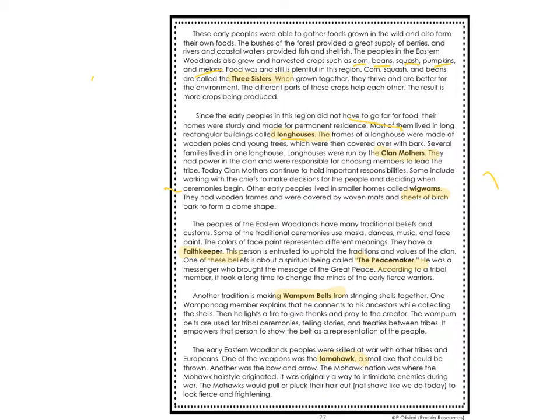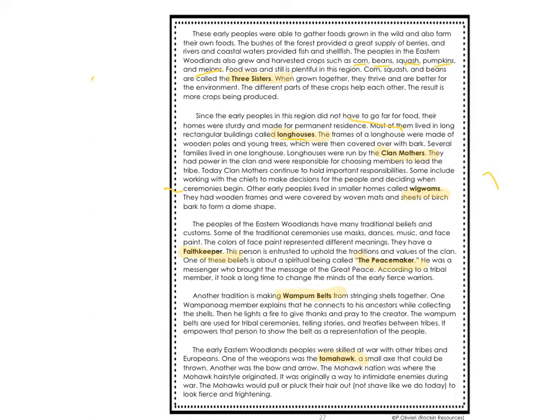Other early people lived in smaller homes called wigwams. They had wooden frames and were covered by woven mats and sheets of birch bark to form a dome shape. The peoples of the eastern woodlands have many traditional beliefs and customs. Some of the traditional ceremonies use masks, dances, music, and face paint. The colors of face paint represent different meanings. They have a faith keeper. This person is entrusted to uphold the traditions and values of the clan.